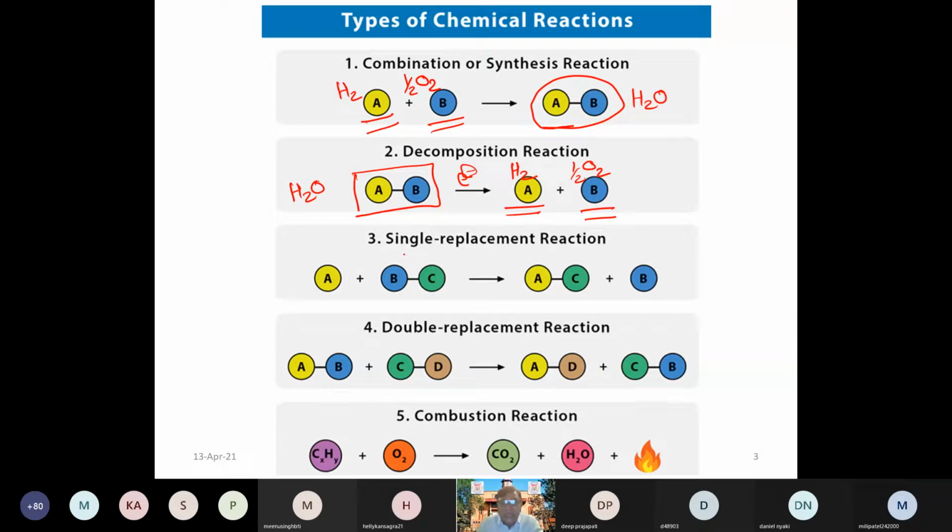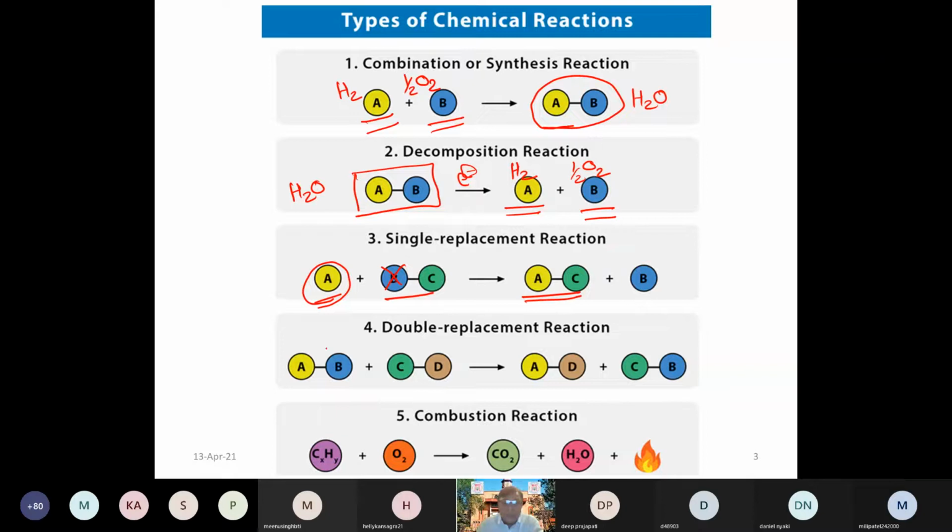Then another is known as single replacement reaction. Single replacement reaction means what? If you are having compound A reacting with BC, another compound, from this replacement of B by A, we will get the product AC, that is known as single replacement reaction.